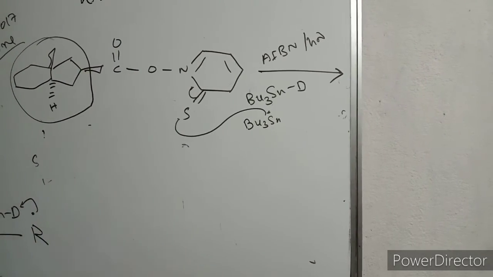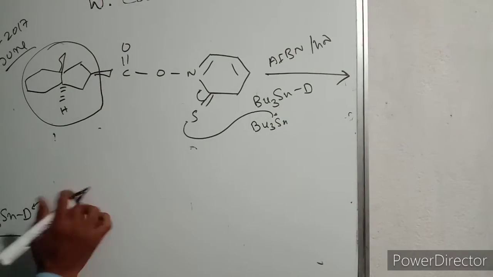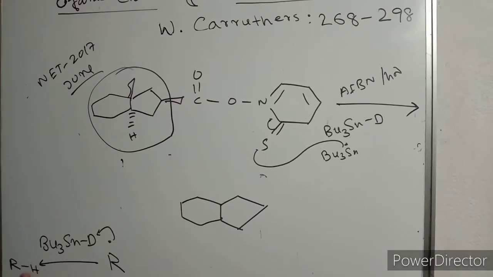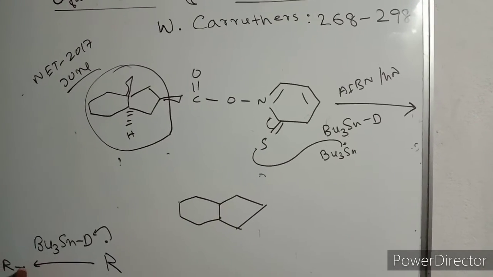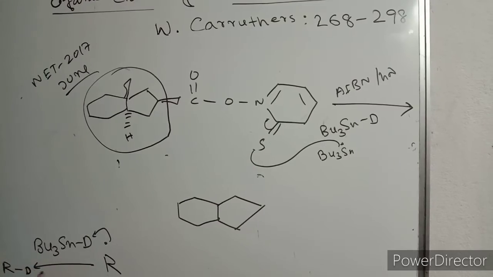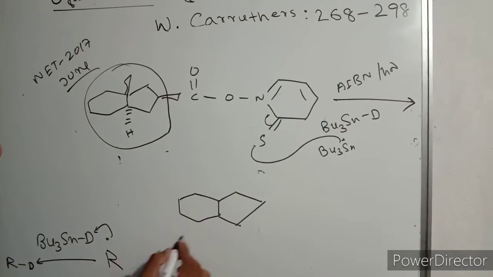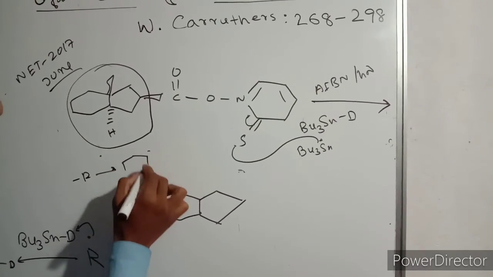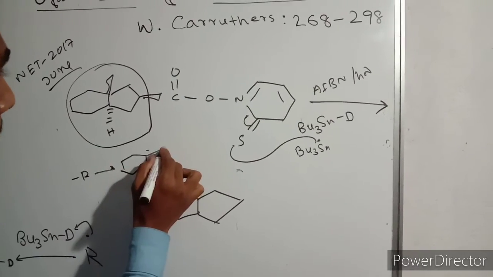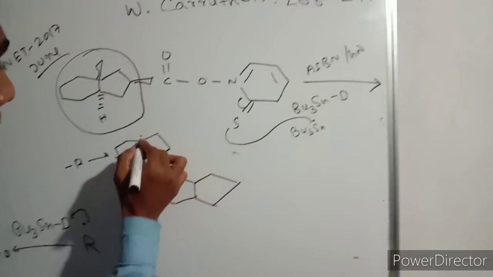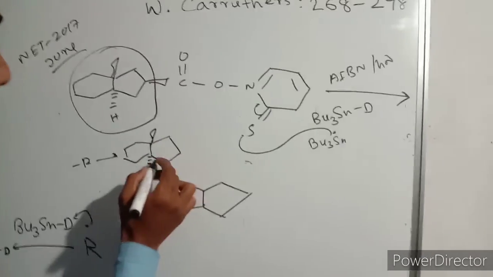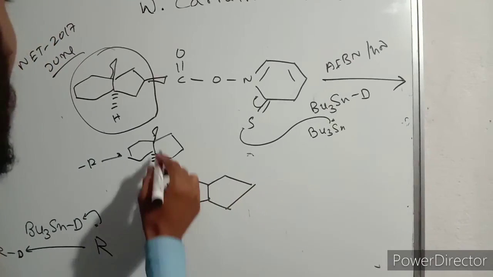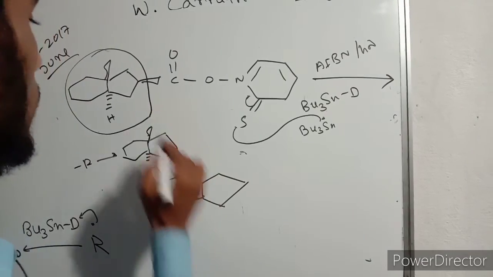Here we made one mistake: RD, because it is deuterated hydrogen. Since R means this, and hence ultimately we get this is the R, and ultimately we get the product.